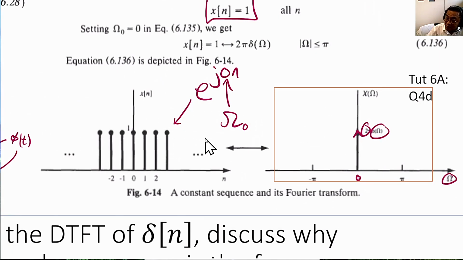So this is the Fourier transform pair. It's not the unit step, it's the constant 1. Okay, so this xn equals 1 forever. And this Fourier transform is a delta function at omega equals 0 multiplied by 2 pi.